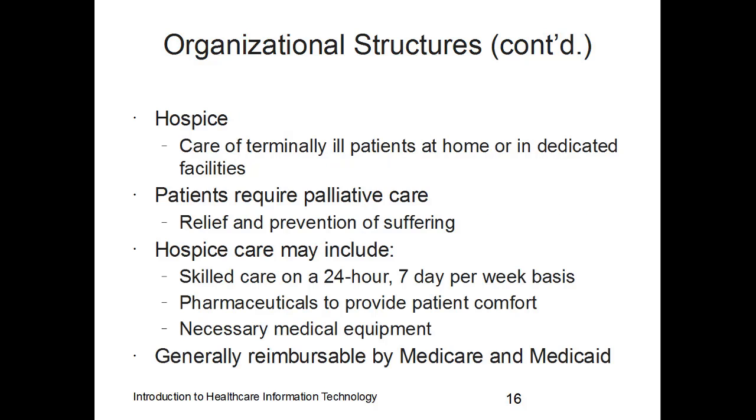Another type of organization you can have is hospice. And this type of facility will care for terminally ill patients either at home or in a dedicated facility, like a hospice house, for example. And at hospice, the patients will receive palliative care. So you are making the person more comfortable in their final days before they pass away. So it's the relief and the prevention of suffering. And hospice care may include skilled care that's available 24 hours a day, 7 days a week. It may include pharmaceuticals to provide comfort for the patient, and any necessary medical equipment. And this is generally reimbursable by Medicare and Medicaid.